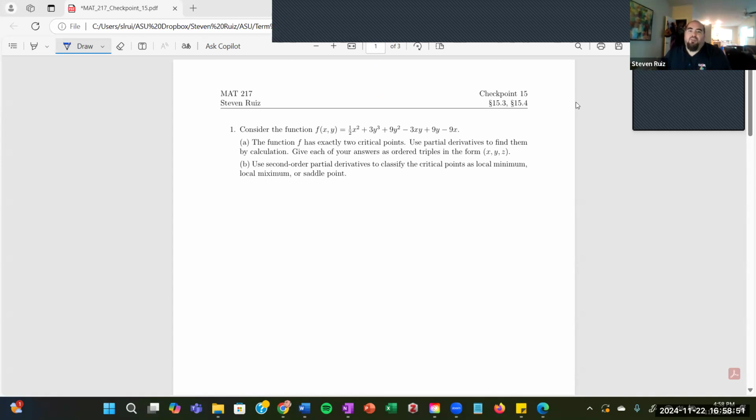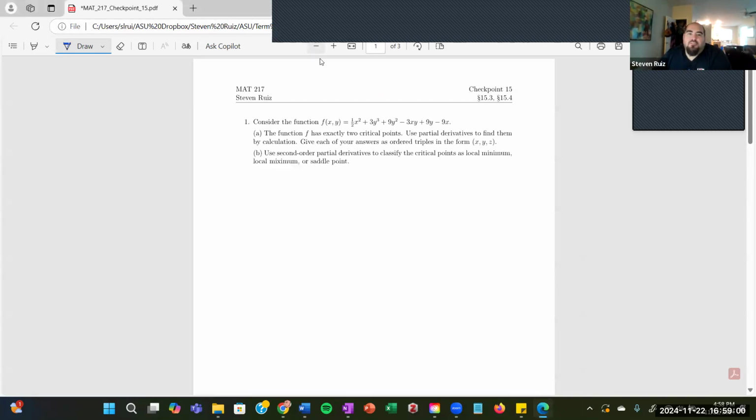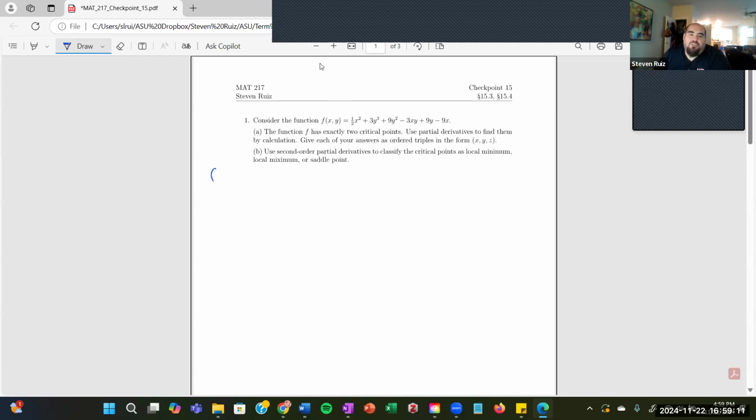Critical points on a multivariable function are when all of the partial derivatives are equal to zero. So step one is to find all the partial derivatives. How many independent variables are there? There are two, so I need to find two partial derivatives. First, the partial with respect to x.